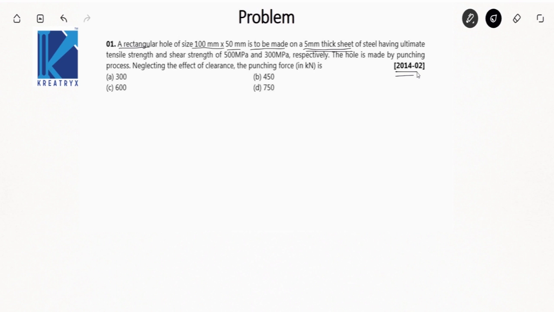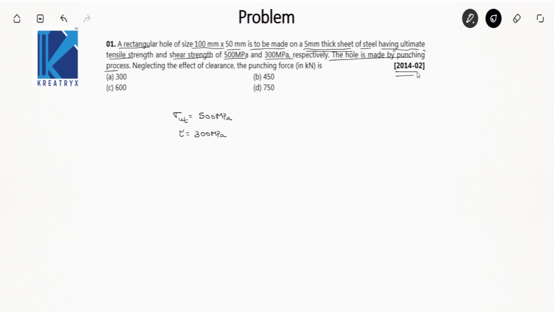The thickness of the sheet is 5 mm of steel, and they have mentioned the ultimate tensile strength and the shear strength as 500 megapascal and 300 megapascal. So they have mentioned sigma ut as 500 megapascal and shear strength tau as 300 megapascal. Now what they're saying is that a hole is made by punching. So this is a punching process.